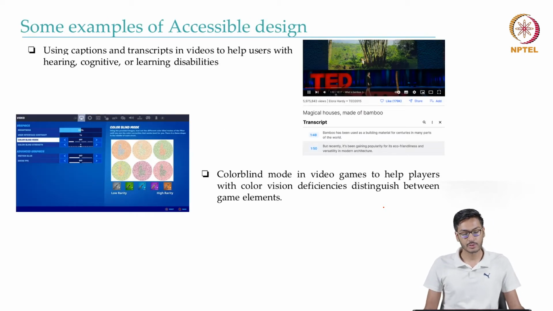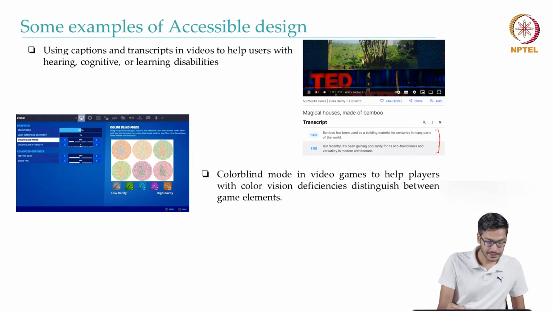Next, we move on to some examples of the accessible design. As you can see in the first example, YouTube also gives transcripts, which helps users with disabilities to listen to the videos with the help of the timestamps as well as the captions. Also, some games offer colorblind modes which help people with color deficiencies to distinguish between game elements. As you can see here, you can turn the colorblind mode on and off and also set its strength as per your suitability.